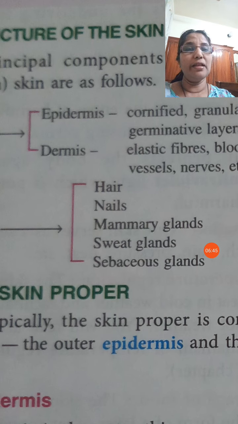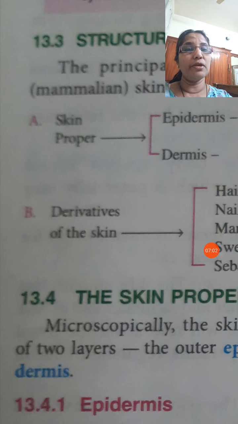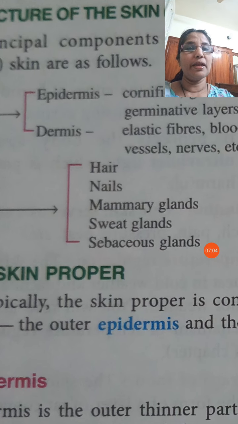Then the nails are derivatives formed from the special protein known as keratin that is producing the hair, nails, etc. that are growing from the skin surface. So it is known as the derivative of the skin. Mammary gland means milk producing gland in mothers, that is also produced by the skin, that is a derivative of the skin.